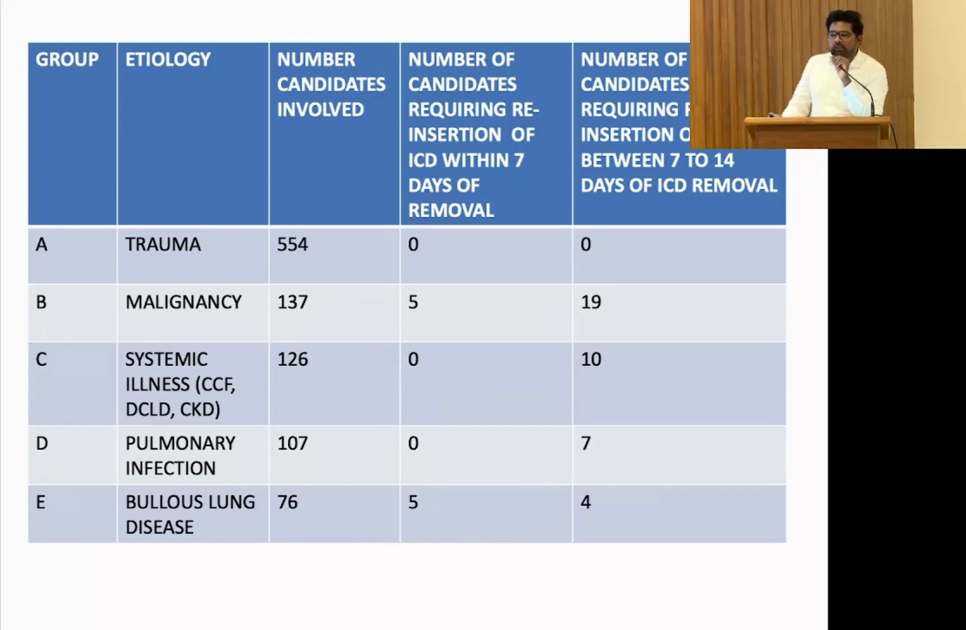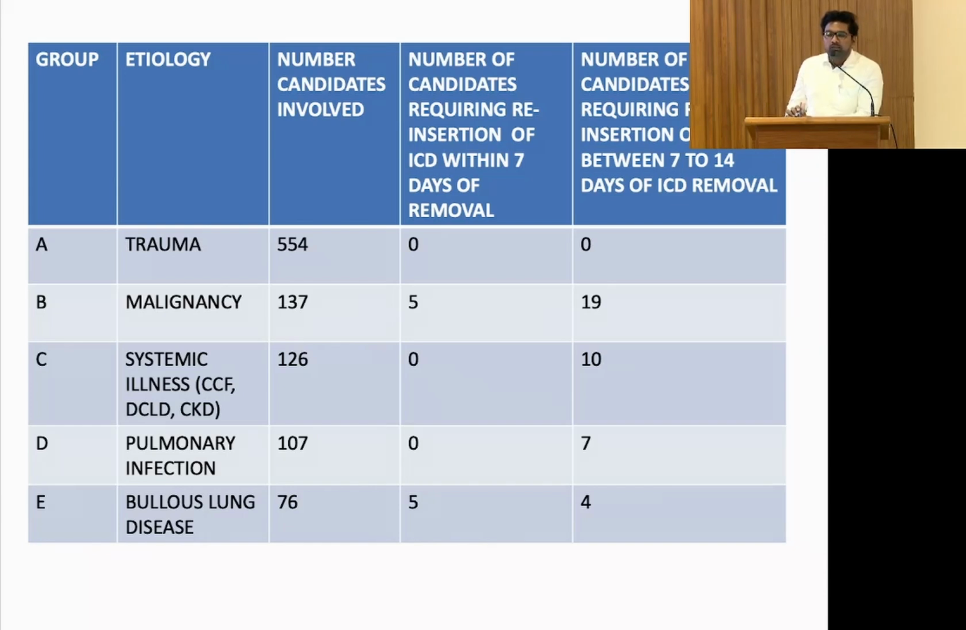In group C, where a systemic illness like DCLD or CKD, that is decompensated chronic liver disease or kidney failure, contributes to the cause for ICD insertion, 126 patients were involved. Of this 126, 0% of people required ICD reinsertion after removal by applying the scoring system. While these patients were followed for the next 7 days, around 10% of people required reinsertion of ICD.